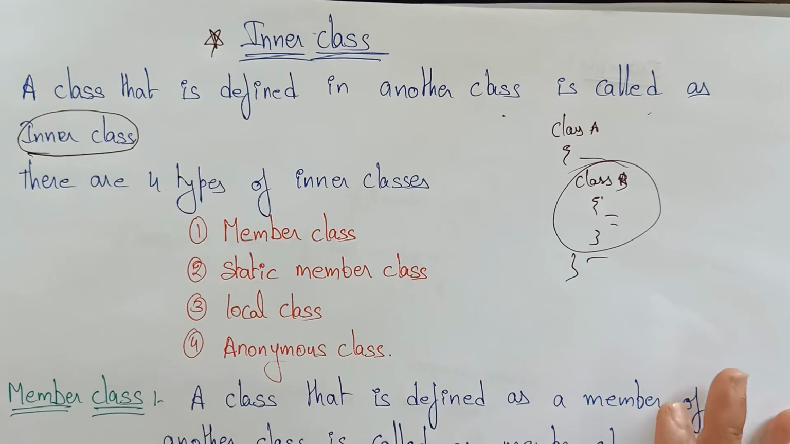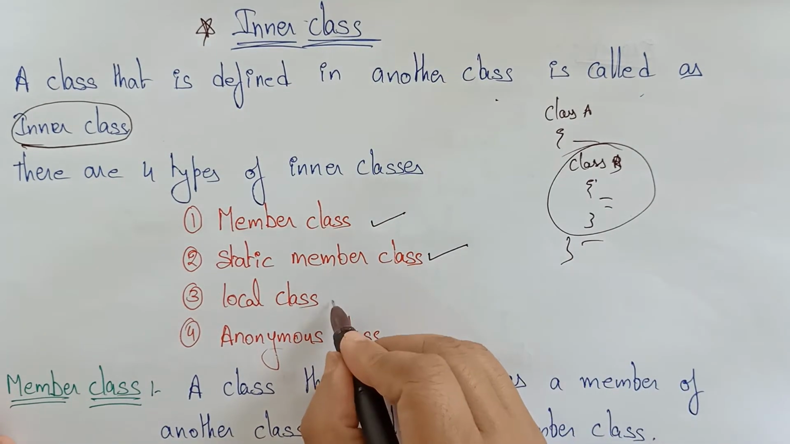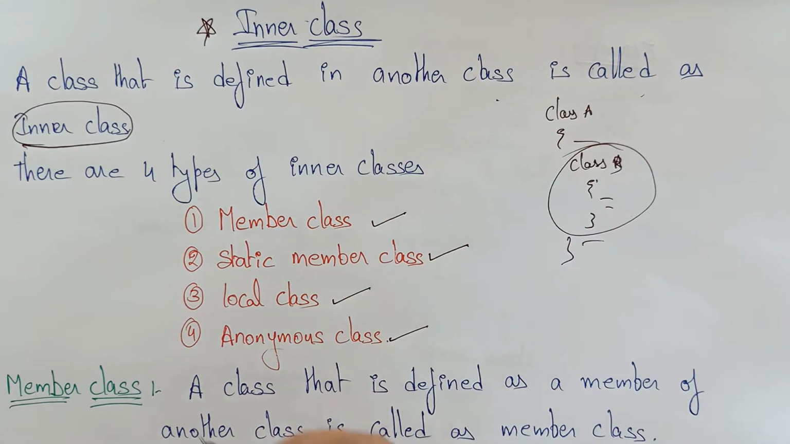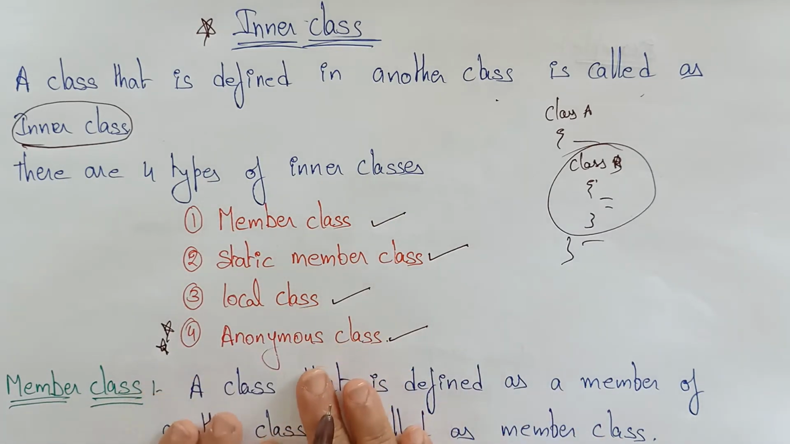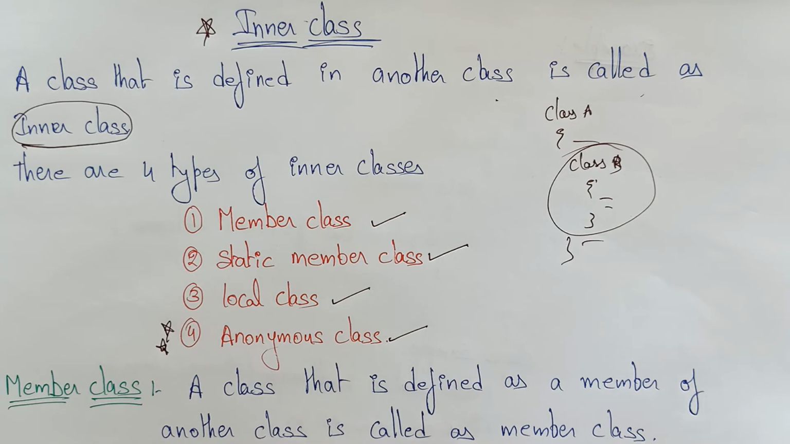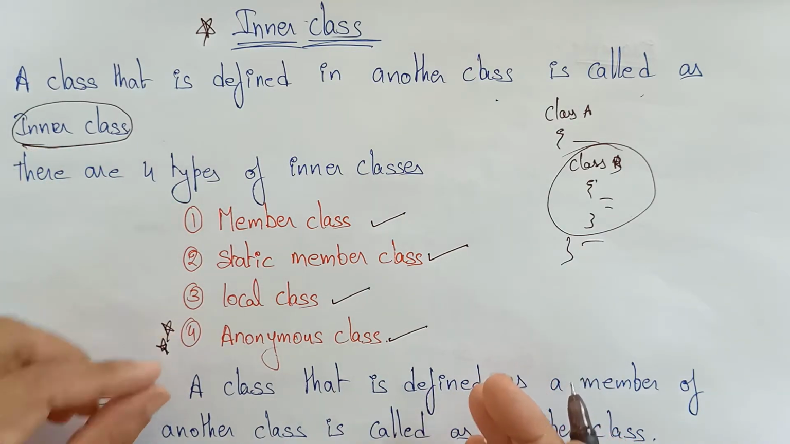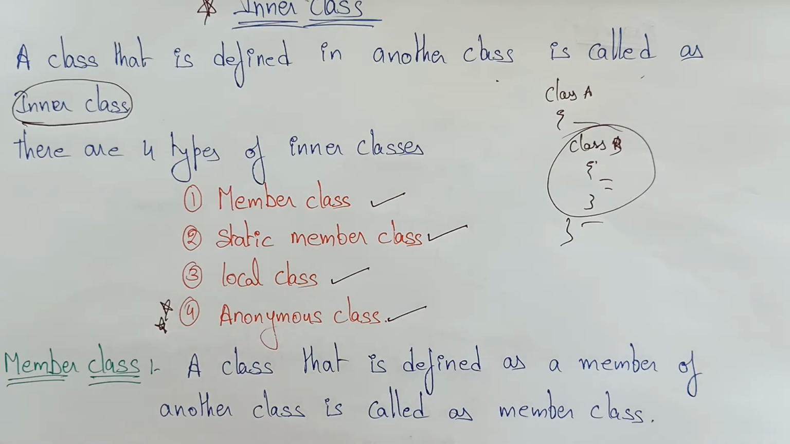There are four types of inner classes: member classes, static member classes, local classes, and anonymous classes. Okay, so anonymous class is very important, students. I'll explain it at the end of this subject, because anonymous class is a useful method and we are working on the advanced concept also. So first try to understand the basic concepts, then we will go to the advanced concept, right? Okay, now let's see what is this member class.